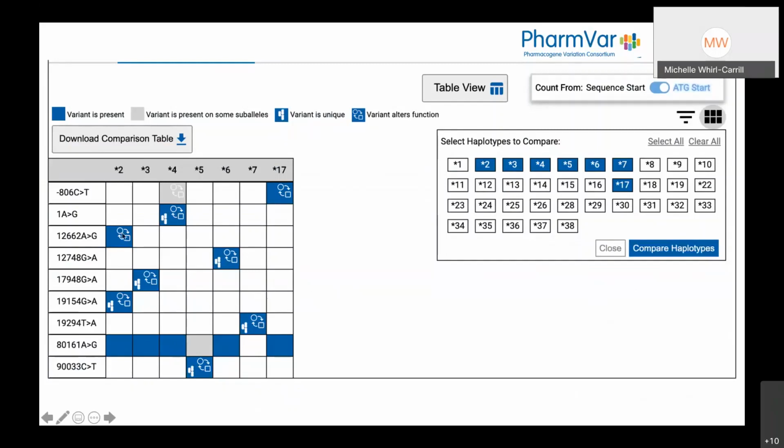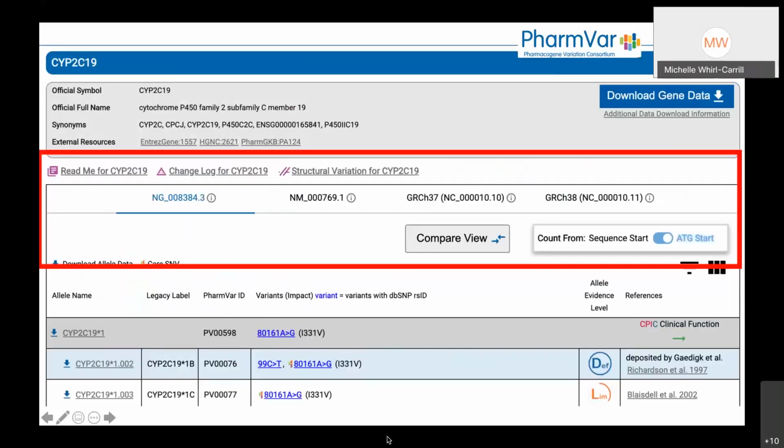They also give you some clues about these variants. This little symbol means that that variant is probably altering the function of that star allele. So you can see star 2 has a couple variants that are probably altering the function. So star 2 is not going to have the same function as the star 1. So there are some really cool tools in PharmVar, and I wanted to point out one other thing.